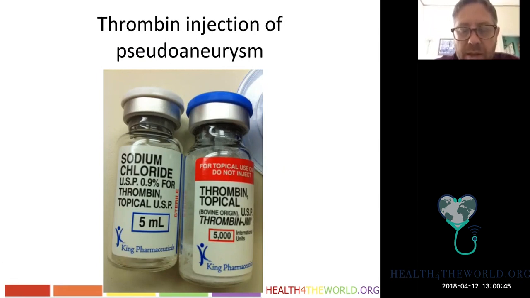This will immediately thrombose any vessel you inject it into, kind of like a magic trick. You watch it with ultrasound while you do it, and it is very fast. All you have to do is put like 0.2 cc's of thrombin into this pseudoaneurysm, and you'll thrombose it.